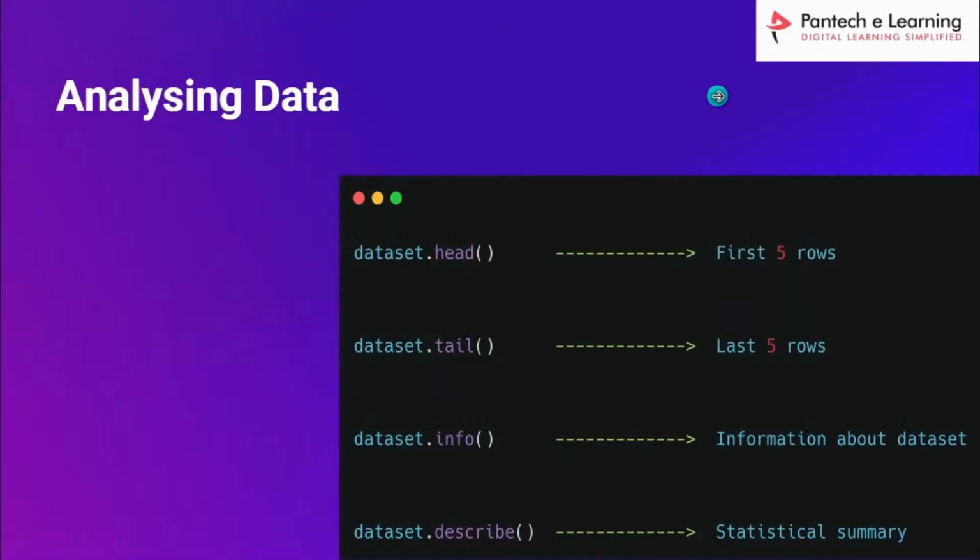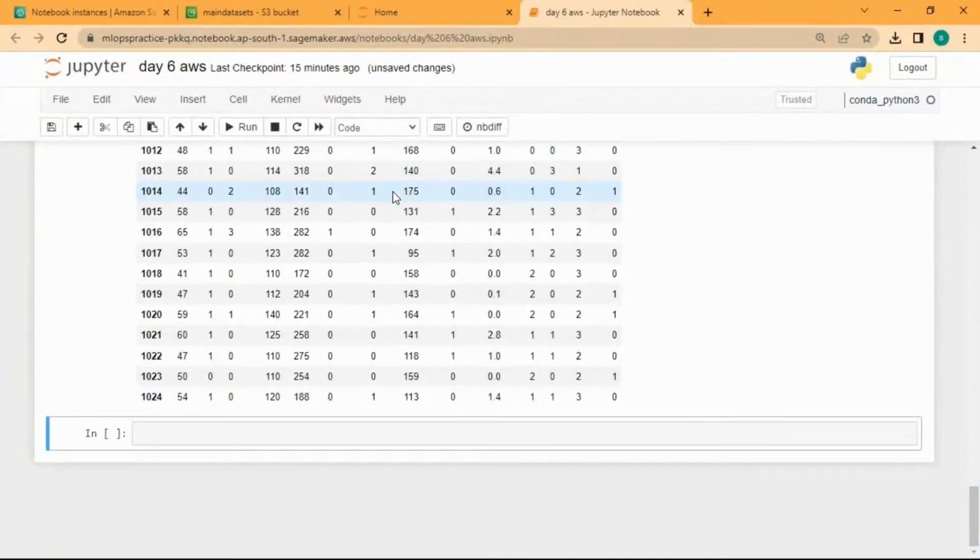And next we have something known as dataset.info. So what will this info do? It will give you information about the dataset. We'll go and see what information it is giving. .info.